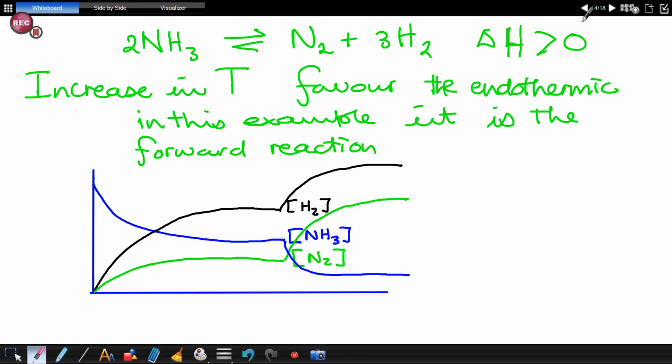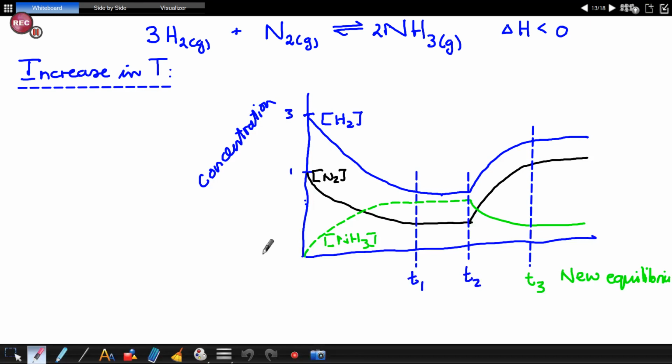I was just going to ask, can we treat the system and say endothermic instead of saying whether it's forward or reverse? In the end, you have to say what happens to the concentrations. So here, you start with referring to endothermic and then say it favors the forward reaction. Because sometimes the endothermic reaction is the forward reaction, and sometimes the endothermic reaction is the reverse reaction.